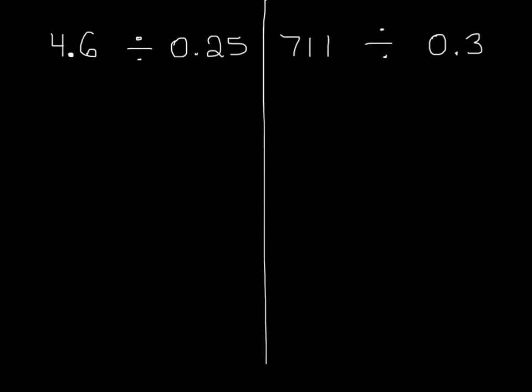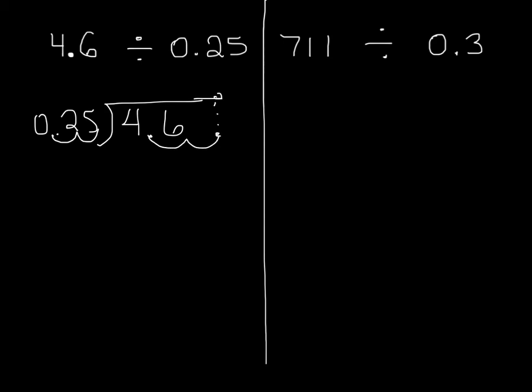Here's 2 more. 4 and 6 tenths divided by 25 hundredths. So I got to make sure that I set this up right. So this is 4 and 6 tenths divided by 25 hundredths. So I'm going to move the decimal 2 spots, 1, 2. So now I move it 2 spots here, 1, 2. So my decimal point is here. I'm going to bring it straight up.